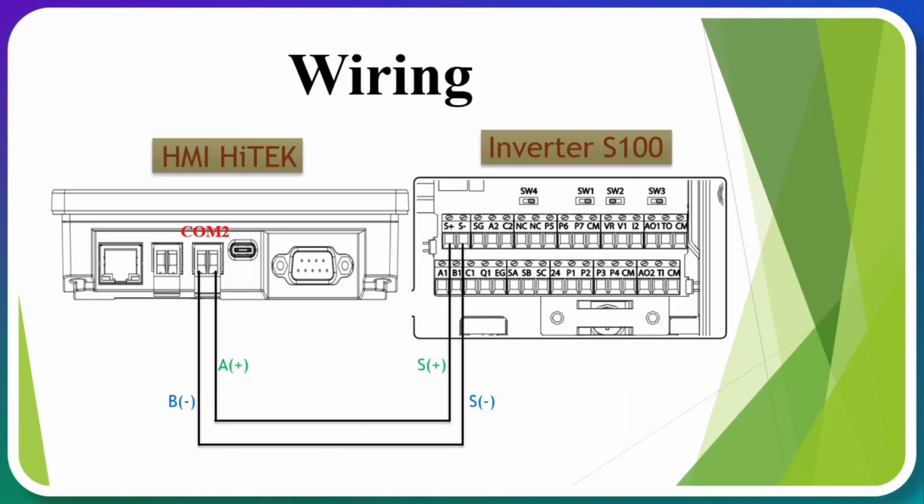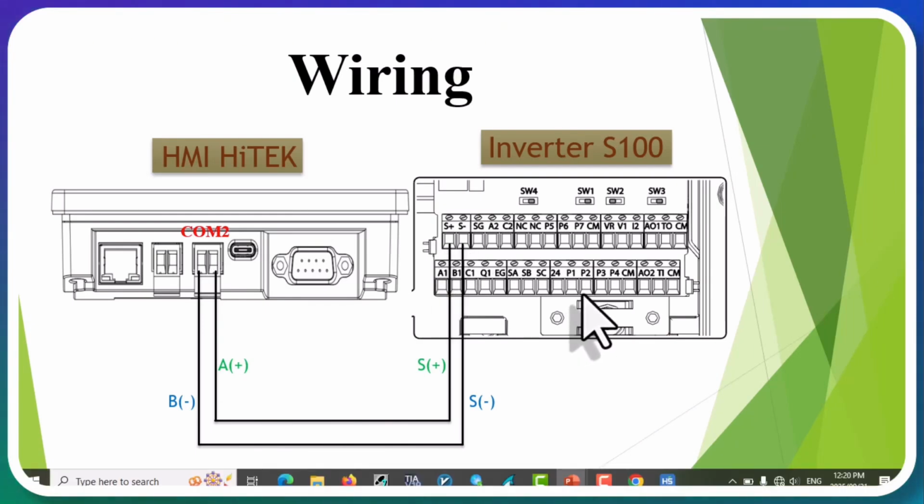But what will our wiring look like? Here we have a Hitech HMI. In the Hitech HMI, COM2 is dedicated to RS-485. On this S100 inverter, the S+ and S- terminals are for the RS-485 network. On the Hitech HMI COM2, there is an A terminal, A positive, and a B terminal, B negative. The A positive terminal connects to the S+ terminal of the inverter, and the B negative terminal connects to the S- terminal of the inverter.